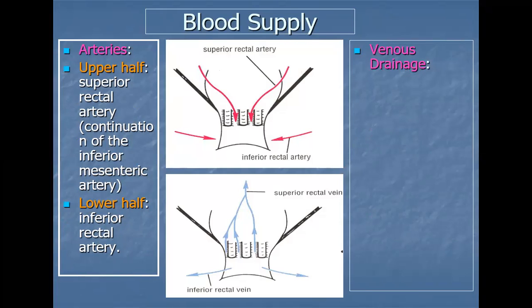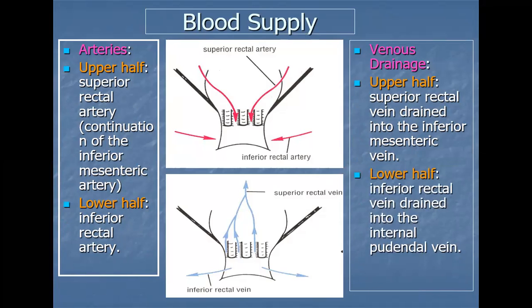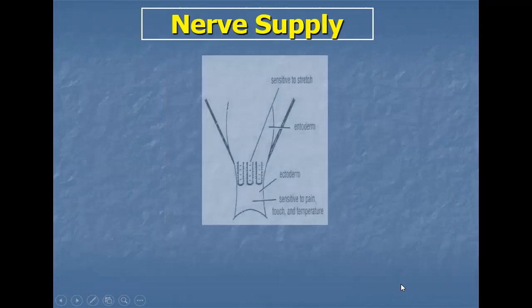Now coming to the venous drainage, the upper half, above the pectineal line, is drained by the superior rectal vein, draining into the inferior mesenteric vein, which is the vein of the hindgut. The lower half drains into the inferior rectal vein, draining into the internal pudendal vein. There is a communication between these two, the superior and inferior rectal veins, which leads to portocaval anastomosis. As I said, this is an important site of portocaval anastomosis, especially leading to hemorrhoids.